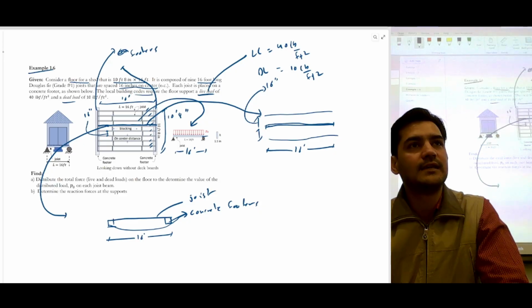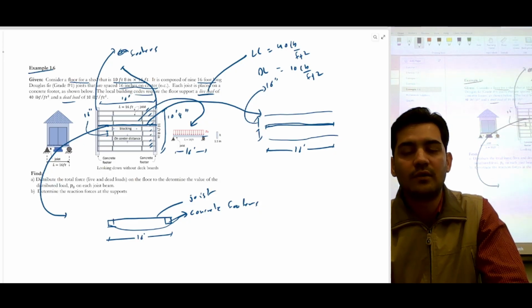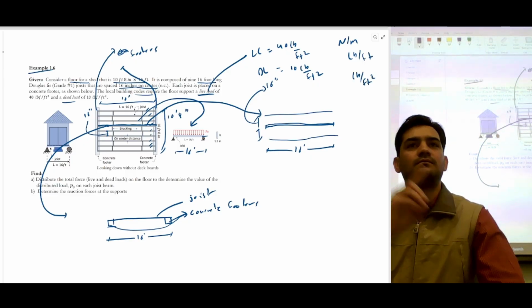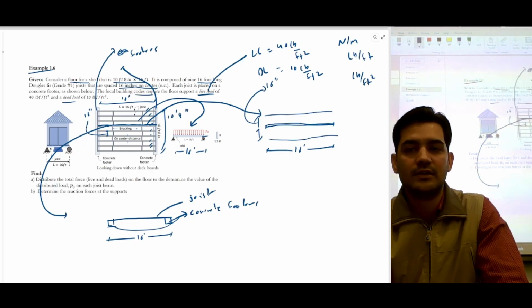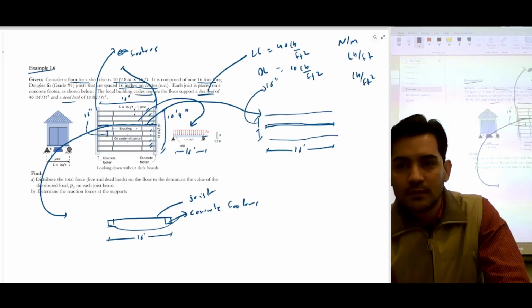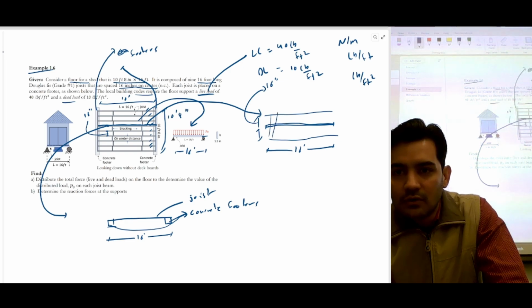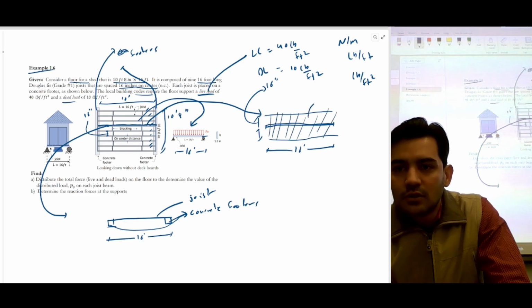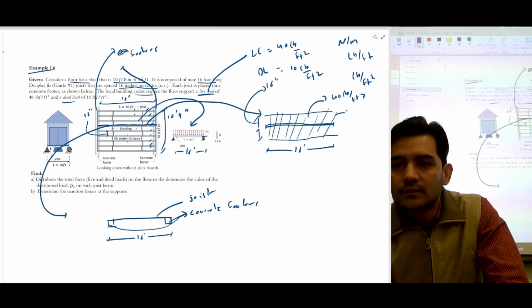So remember, in the last examples I gave you the load in terms of Newton per meter or pound per feet. But in this case, we have pound per feet square. So it's an area, it's not a linear load. So I'm going to draw a load. The load is 40 pound per feet square and the load is 10 pound per feet square. These are two kinds of loads.